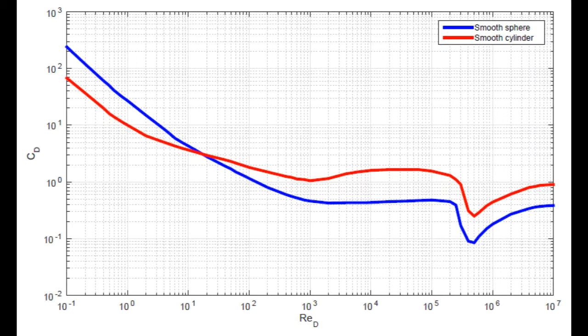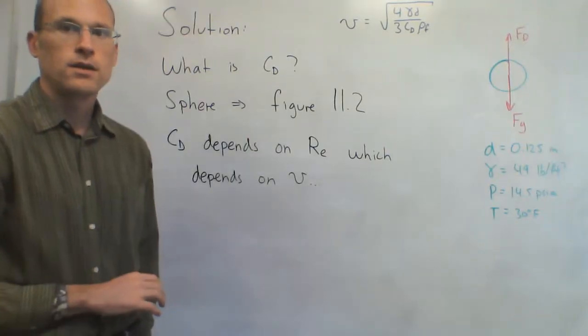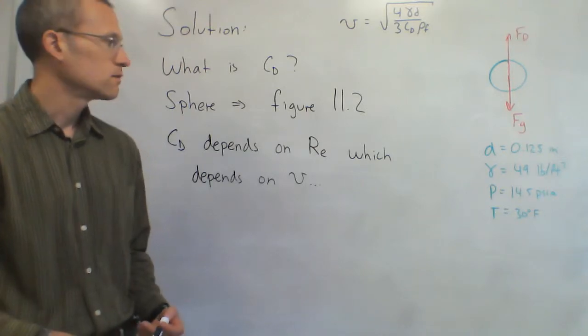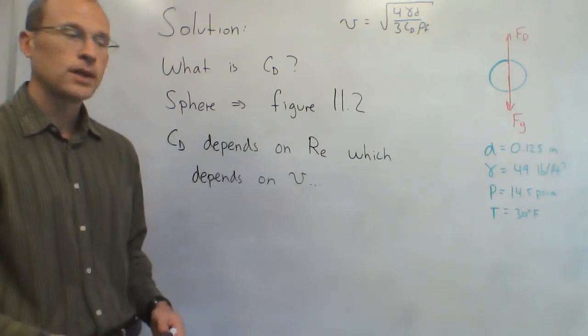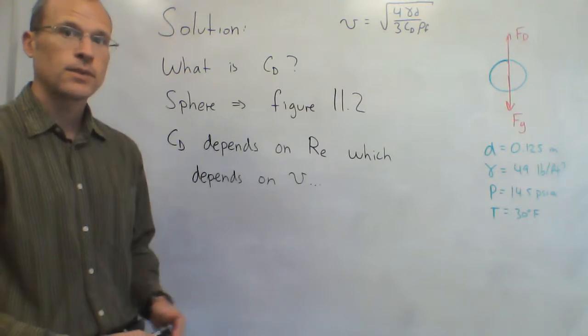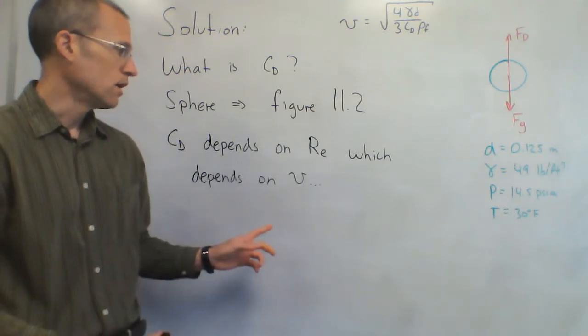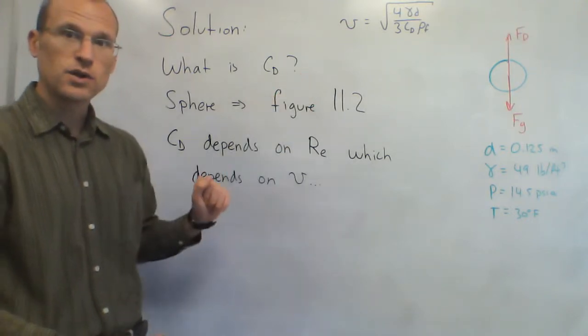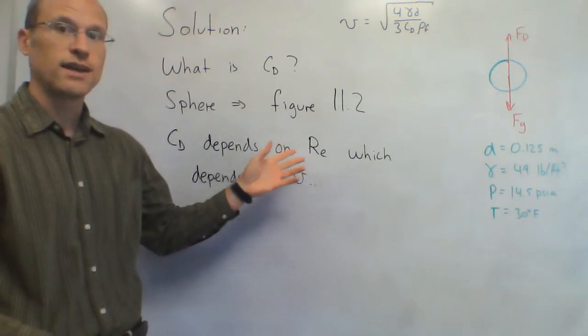So here's figure 11.2. Saw that in the last lesson for spheres and cylinders. For this case, want the blue line indicating a smooth sphere. So all we need to do is find the Reynolds number on the x-axis, go up to the blue line, then go over to the y-axis to find our CD values. You can see from that figure that the drag coefficient CD depends on the Reynolds number, and the Reynolds number depends on velocity, and velocity is what we're trying to find. So because we don't know velocity, we don't know Reynolds number, which means we can't find CD.